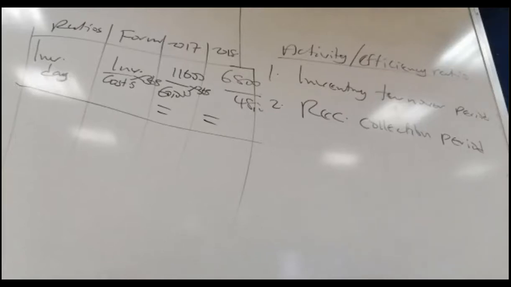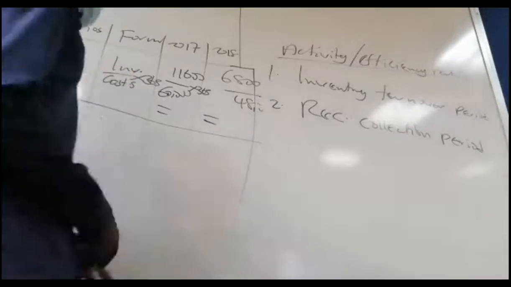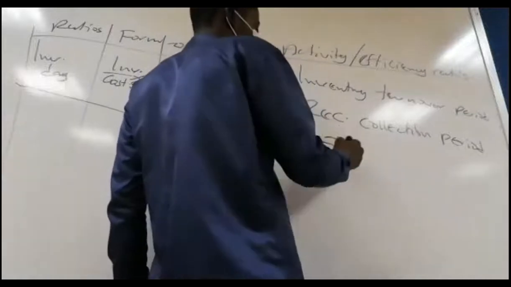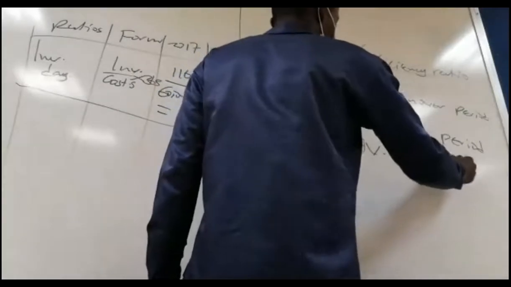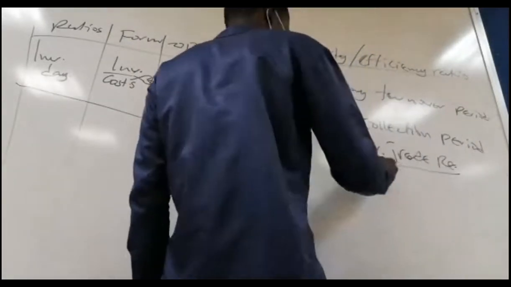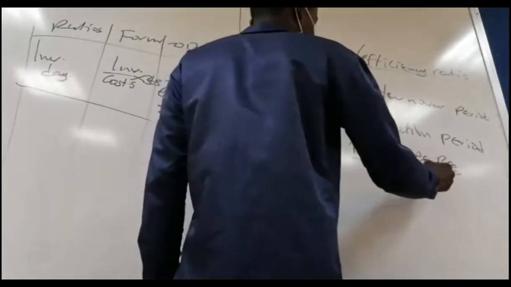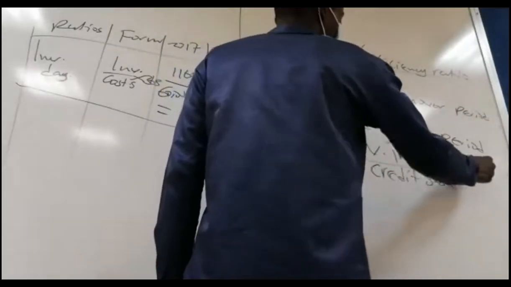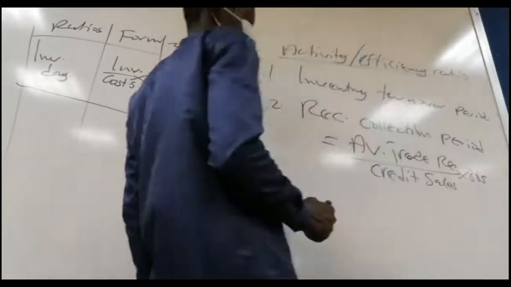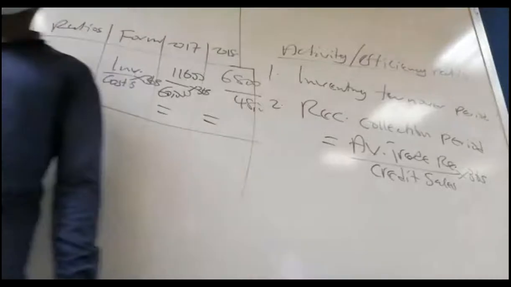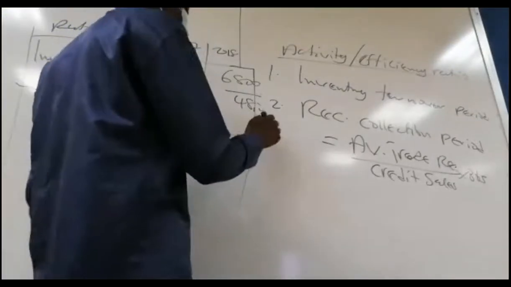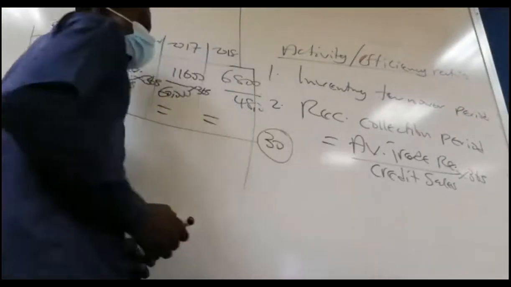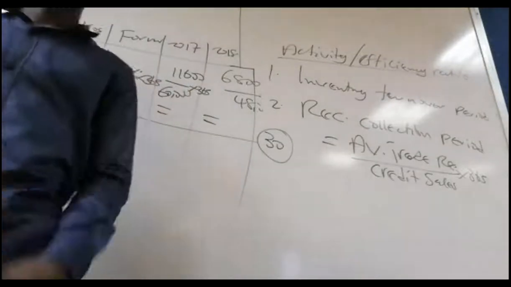Now, with the receivable collection period, the formula is equal to, as usual, average trade receivable over credit sales. If there's no credit sales, you pick total sales. Credit sales times 365. If there's no credit sales, you pick total sales. Then you are done. Here the benchmark is 30 days. We are saying that on average, if you sell, you should take a shorter period to receive the money.